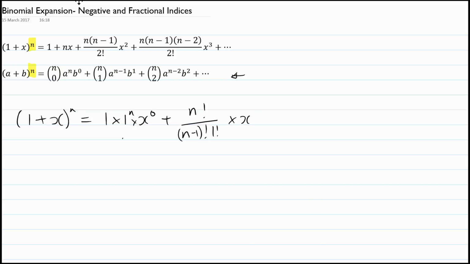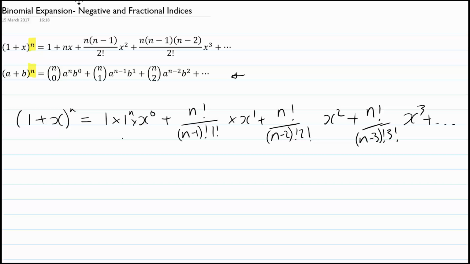Plus nC2, so you're going to get n factorial over n minus 2 factorial, 2 factorial. Again, 1 to the power of n minus 2, or 1 to the power of anything, is just 1. So therefore we're going to get x to the power of 2 here. And we can continue this pattern on. Sorry, I forgot to put a plus in there. Put a plus in here, and the next term we haven't got, but we just follow the pattern. We do n factorial over n minus 3 factorial, 3 factorial. 1 to the power of n minus 3 is going to be 1 again, times x to the power of 3. And we can continue that pattern on.